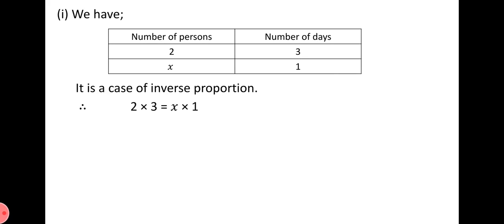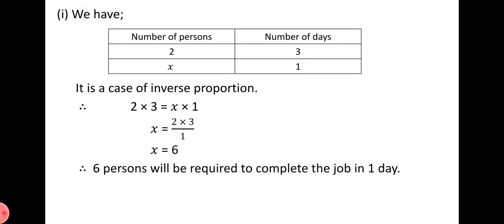Therefore 2 into 3 equals x into 1. Again we transpose 1 to the opposite side, so we get x equals 2 into 3 upon 1, that is x equals 6. Therefore 6 persons will be required to complete the job in one day. Meaning if the fixation of the window is to be done in one day, then 6 persons are required.